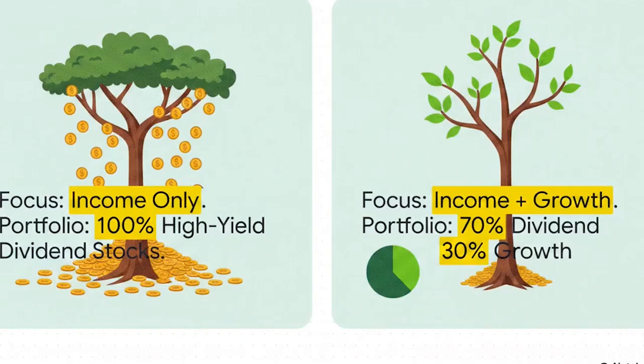Let's just compare the two approaches. On the left, you've got the dividend-only strategy, where you're focused 100% on high-yield stocks. But on the right, you've got a smarter, balanced 70-30 strategy. Here, 70% goes into dividend stocks for that income, sure, but the other 30% is invested in growth stocks. This gives you both worlds, income and the potential for that price to go up, which is how your portfolio's value can really grow over time.